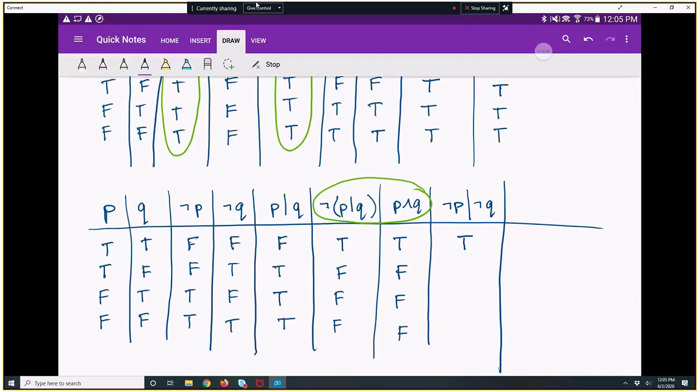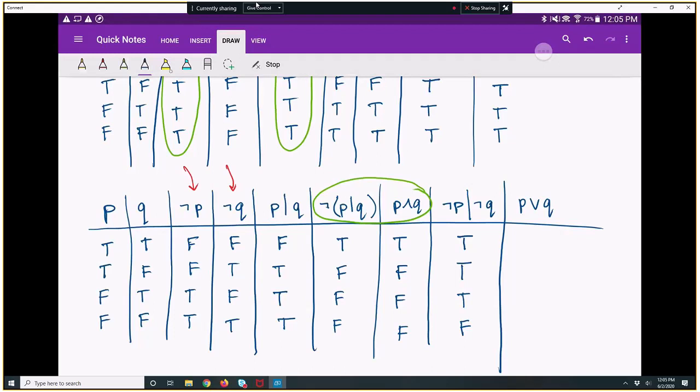False and true is true. True and false is true. And true is false. That is again just applying this stroke to these two columns, not P and not Q. And then we'll remind ourselves what the truth table for the disjunction P or Q looks like.